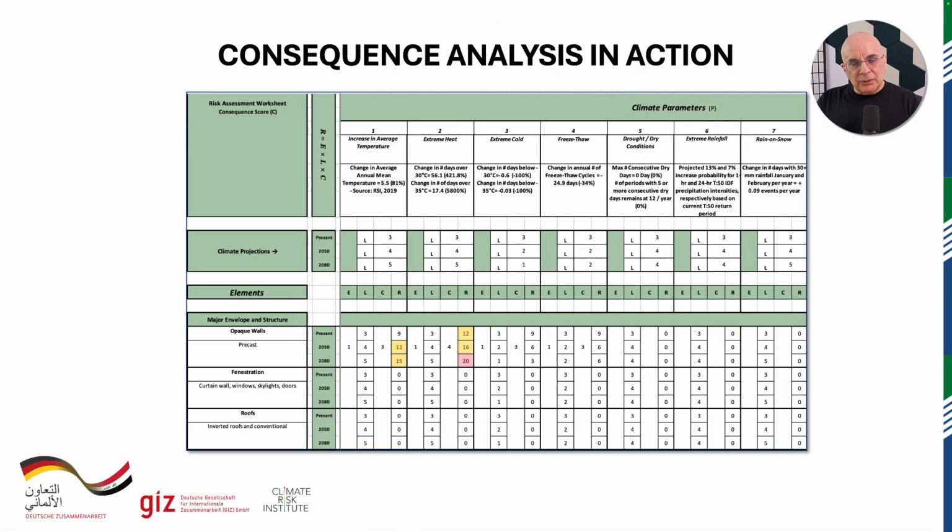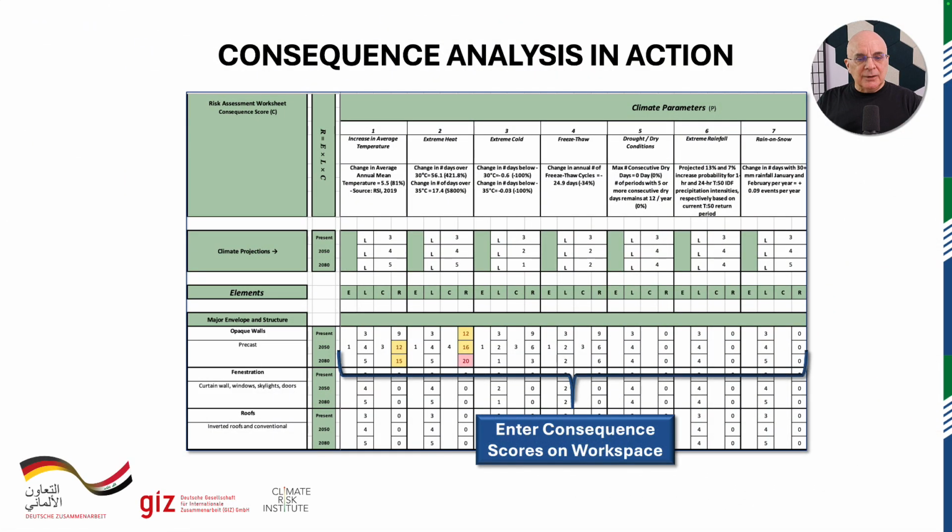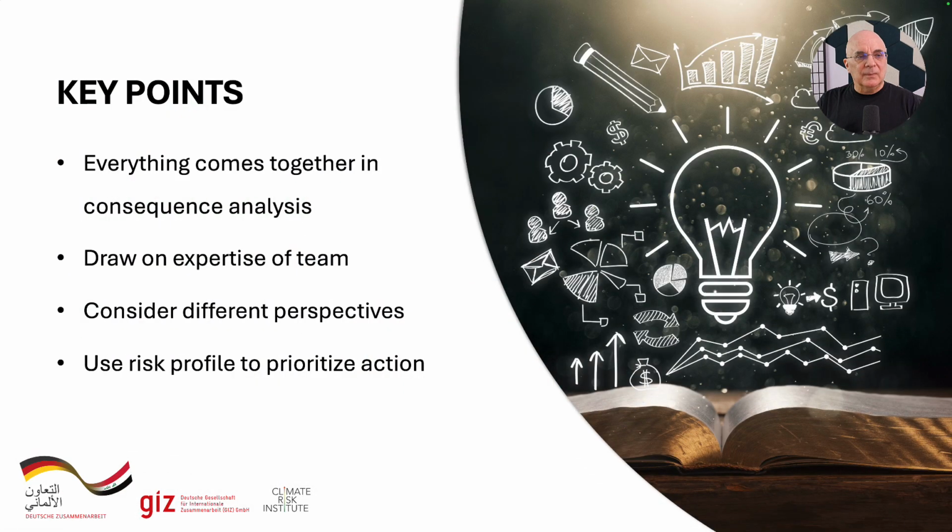In action, we return to our workspace and we enter our consequence scoring within the workspace. And there we get the arithmetic happening and we end up with a range of scores for the interactions. Everything comes together in consequence analysis. It draws on the expertise of our team. We need to consider various perspectives, and we use the risk profile that we develop to prioritize further action.